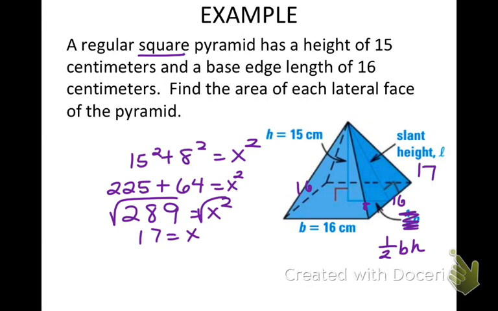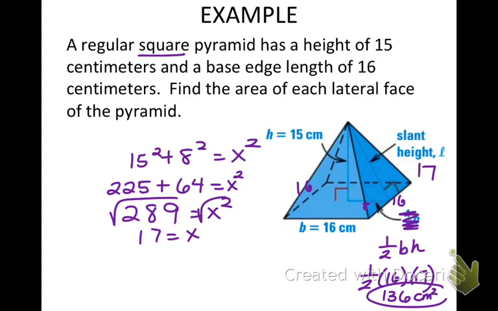1/2. What's the base of the triangle? 16. The height we just found is 17. So let's go ahead and do that. So 1/2 times 16 times 17. So half of 16 is 8. 8 times 17 is 136 centimeters squared. So that's the area of each lateral face of the pyramid.